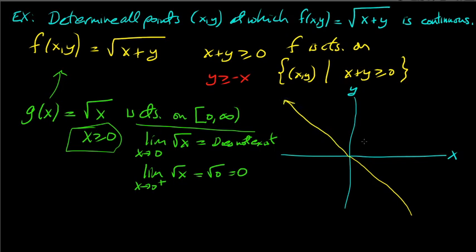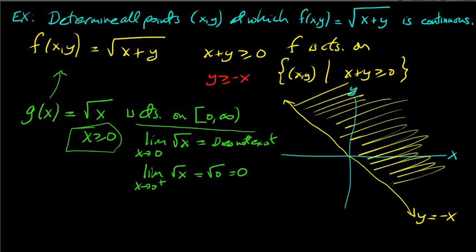A little sloppy, but pretend it's a line. So this is just y equals negative x. So where is y greater than or equal to negative x? Above it, right? Everywhere above that line. So essentially the entire half plane here. Everywhere above y equals negative x.